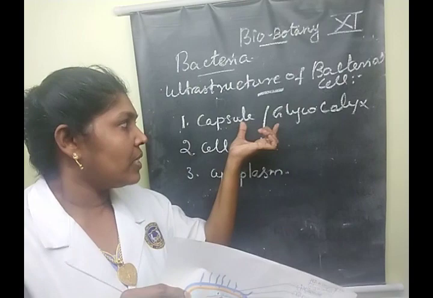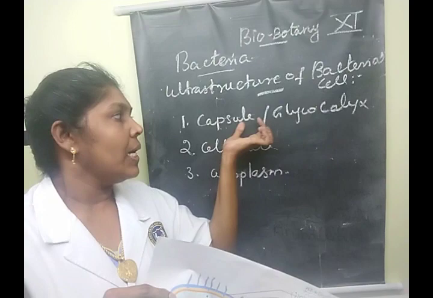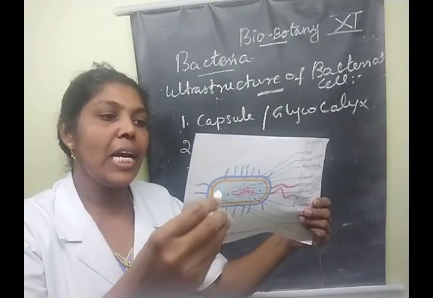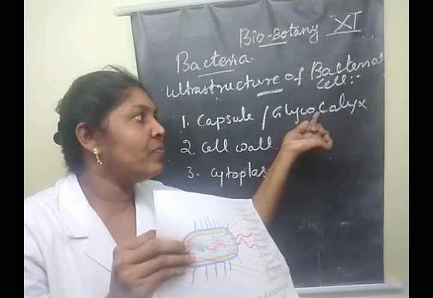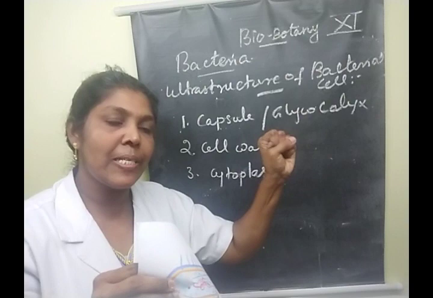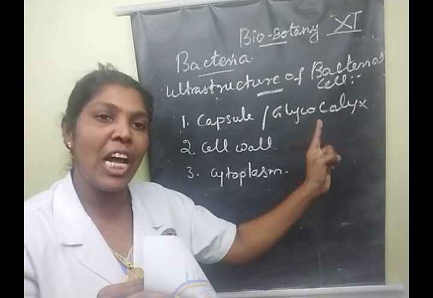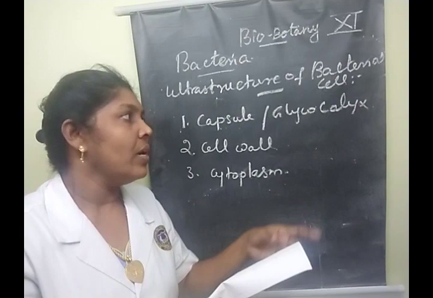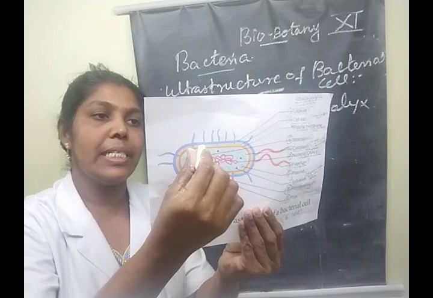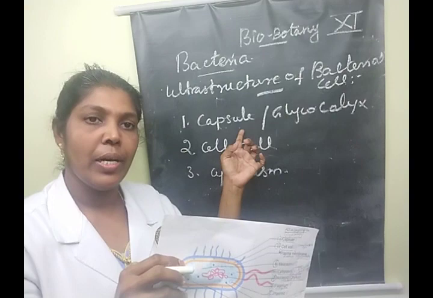Clear? Yes. Next one, what do you mean by capsule or glycocalyx? The capsule means the thick layer of glycocalyx that is tightly bound to the cell wall region. Understood? The thick layer of glycocalyx tightly bound to the cell wall region is known as the capsule. Clear, children?